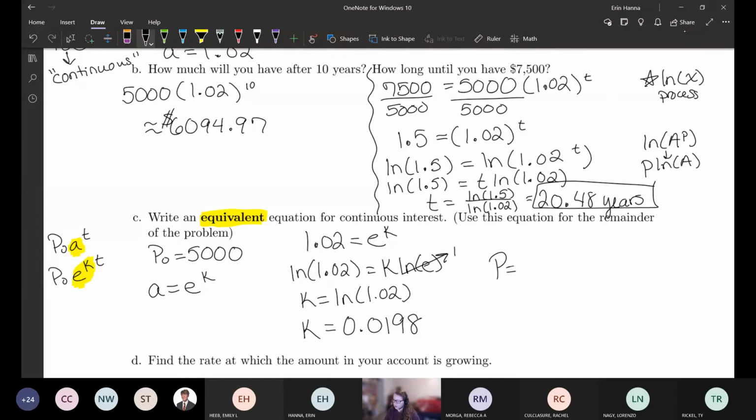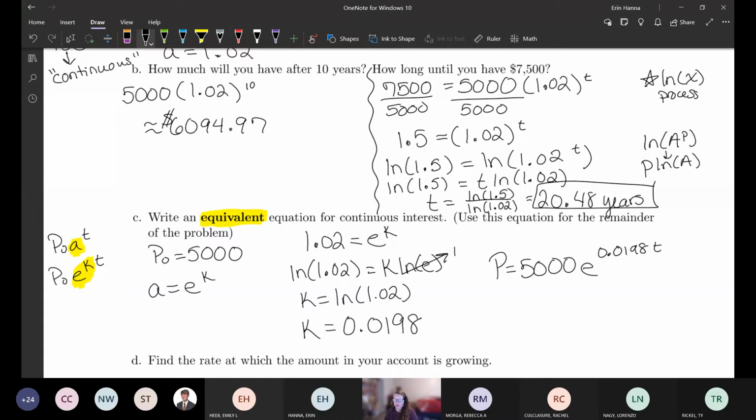So then the equation that I want, my P naught didn't change, e to the kt. So this is the equivalent continuous interest equation. If it didn't say the word continuous, we would have just put 0.02. And I know it's very close. It's very close because it's a very small interest rate.